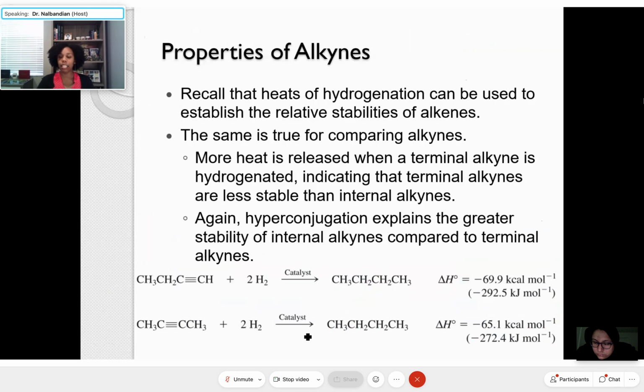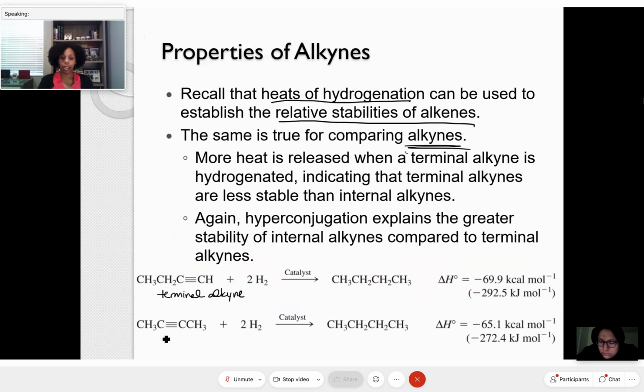So with our alkynes, let's think back to what we said with our alkenes. We looked at heats of hydrogenation and we said relative stability of alkenes can be deduced from how high or how low that heat of hydrogenation is. So we're going to do the same thing with the alkyne. So here we have a terminal alkyne, and here we have an internal. And we're doing a hydrogenation reaction. So we need 2 equivalents of hydrogen, because we have 2 pi bonds we need to break. To turn an alkyne into an alkane, we need to break 2 pi bonds.